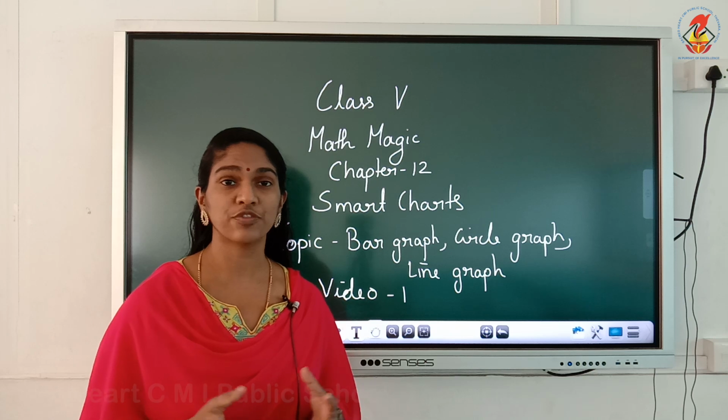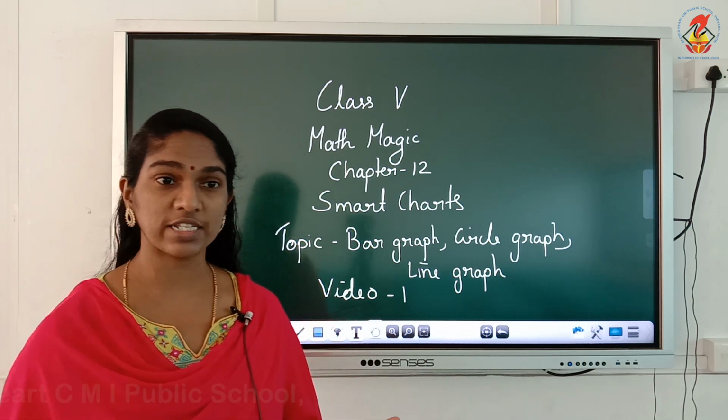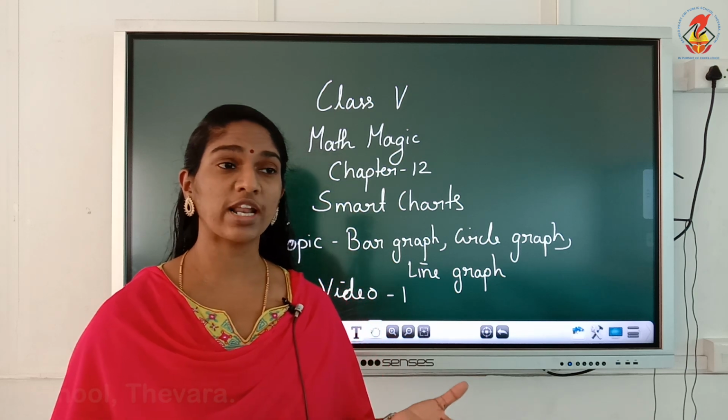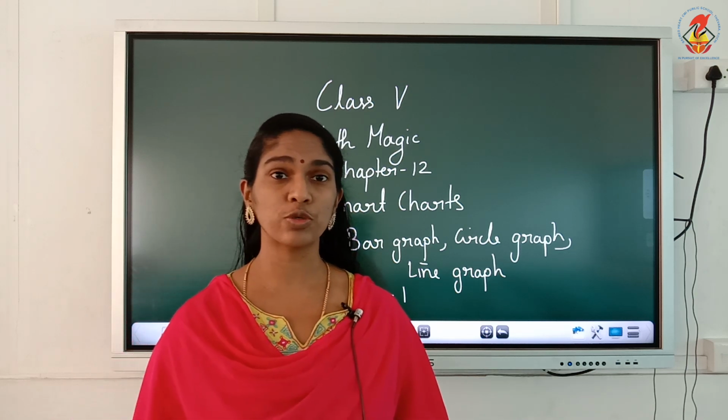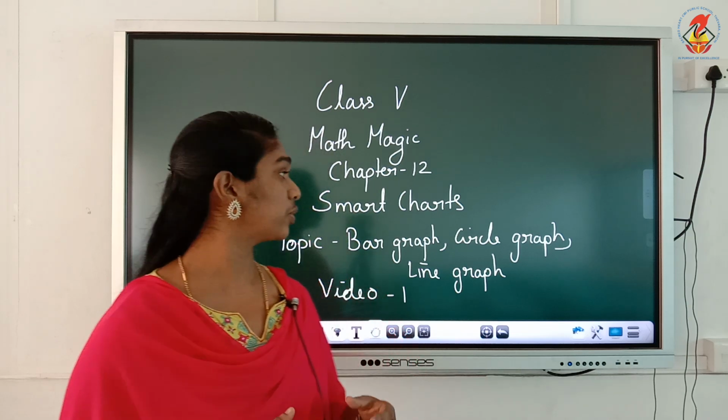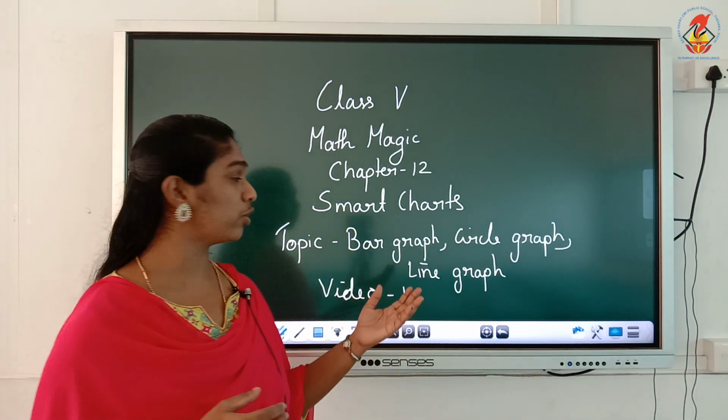Sometimes we collect data for many purposes, isn't it? But what happens is, after collecting it becomes confusing for us. So to make it easier, we represent it in different ways. So these are the different ways that we can know.